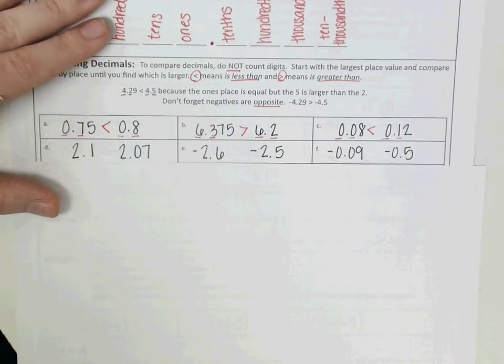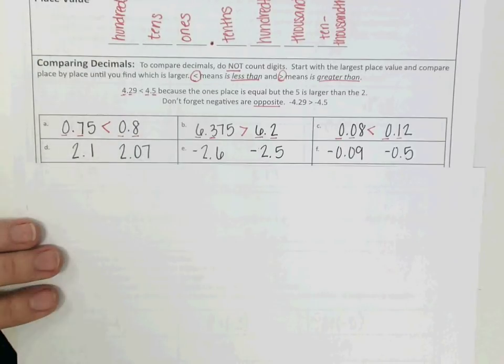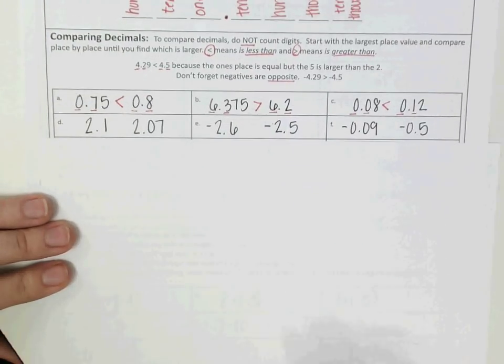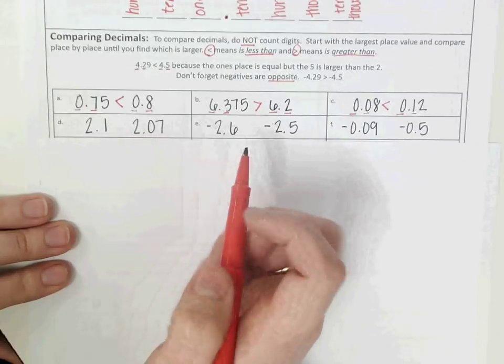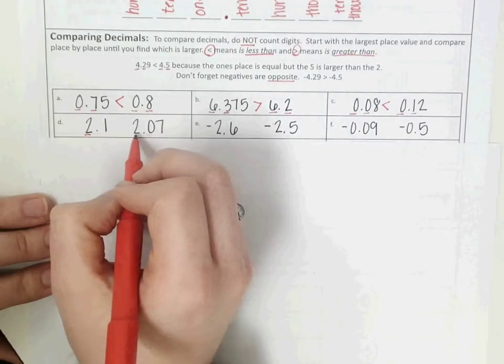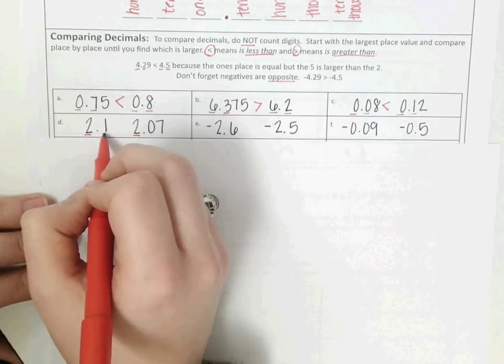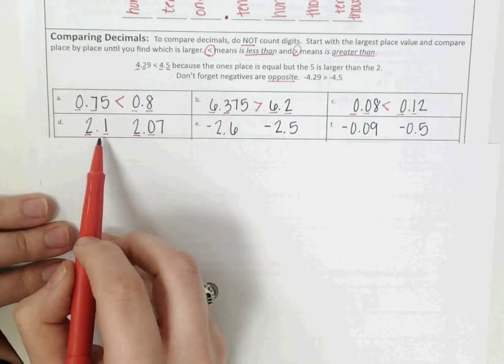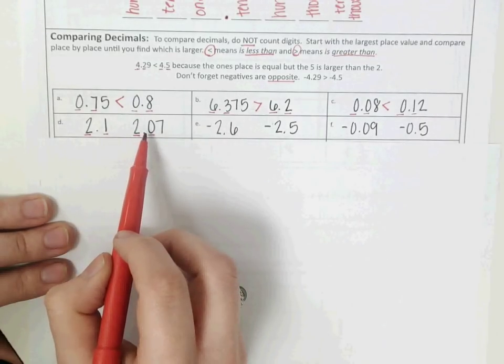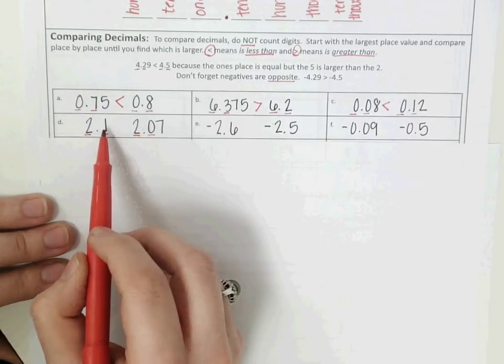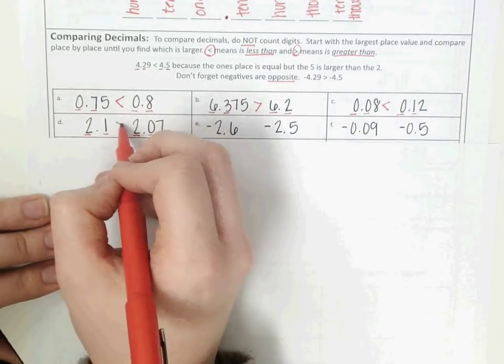So let's go down here to the second row. We have 2.1 and we compare it to 2.07. We start with our ones place. We notice they're the same. So we go to our tenths place. Our first number has a 1, our second number has a 0. So it's automatically going to make my first number the larger number.